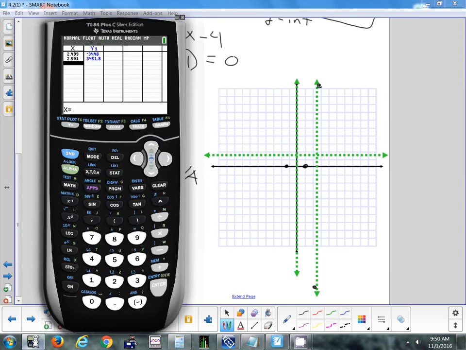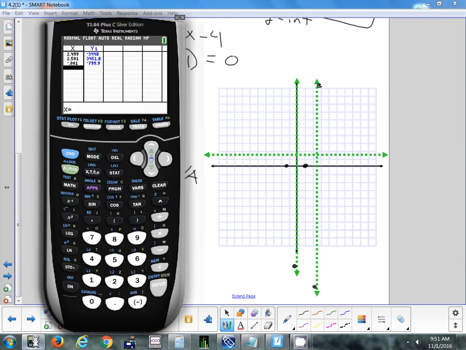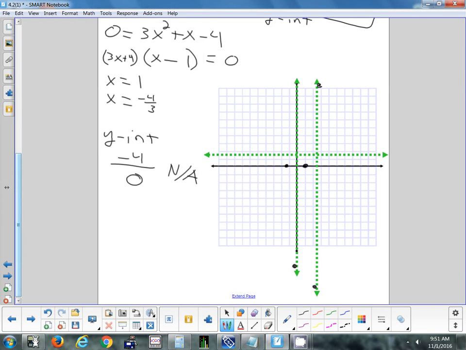What's a value just before 0? Just a little bit to the left of 0. Like negative 0.01 or negative 0.001. Just before 0, you're going to be way down here. And what's the value just after 0? Sure, 0.01, and we're way up at positive infinity.